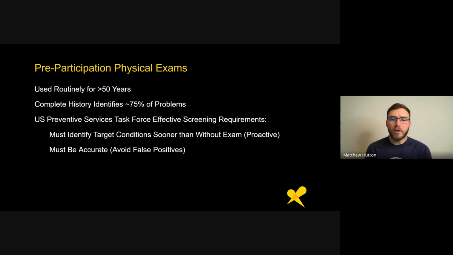A complete medical history identifies about 75% of the problems. So that emphasizes the importance of collecting a history. It's not only just their personal history, but also the family history that puts them at risk of some kind of an injury or an illness. The U.S. Preventive Services Task Force established criteria for what would be considered to be an effective screening. And basically, there were two components of that. One, it must identify the target conditions sooner than it would without the exam.